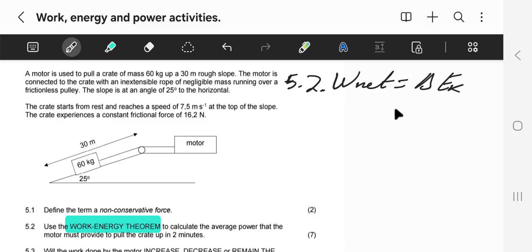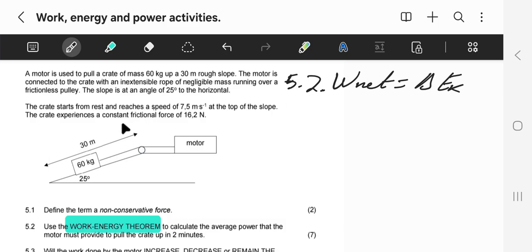And if we define the work energy theorem, just as a reminder, we say that the net work done on an object is equal to the object's change in kinetic energy. And this is our work energy theorem. So work net is the sum of all the work that is done on our object. So for us to find our work net, guys, what we are going to do is to identify the forces that are doing work on this object.